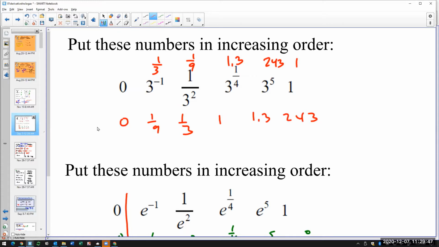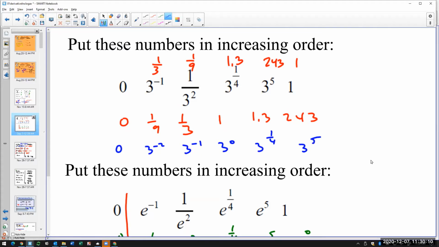Okay, so if I put it from smallest to largest, I think this is the order. And let me change it to 3s. So this is really 0. This is really 3 to the negative 2. This is really 3 to the negative 1. 1 is really 3 to the 0, right? This number here is really 3 to the 1/4. And this number here is really 3 to the 5th. So I'm going to change it all to 3s.